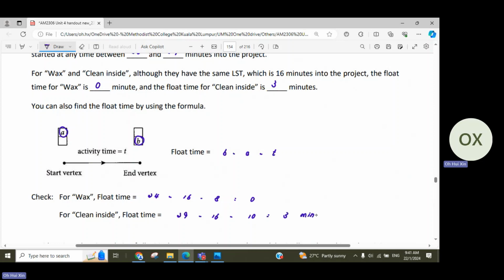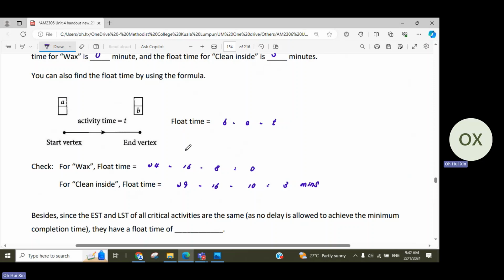Okay, I repeat one more time. This formula is not a compulsory thing. If you are able to understand from what we mentioned just now, that you can end as late as 29 and you can start as early as 16, so in between you got 13 minutes and you only need 10 minutes, so that's why I got an extra 3 minutes. So you can just write down 3 minutes without writing the working as well. That's totally fine. It's up to you whether you want to remember the formula or just understand it.